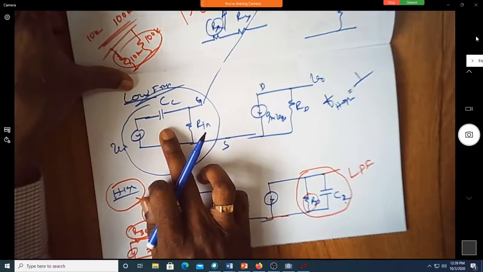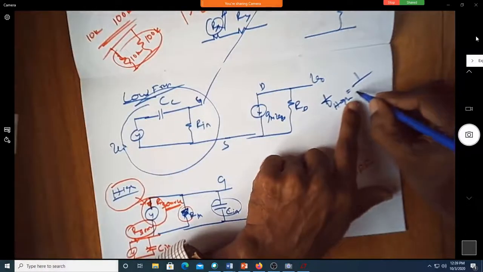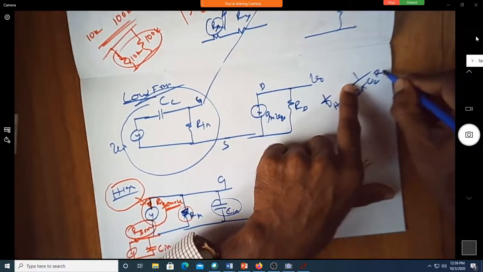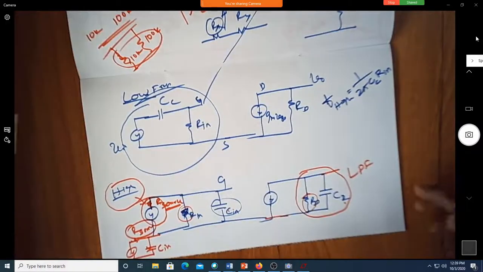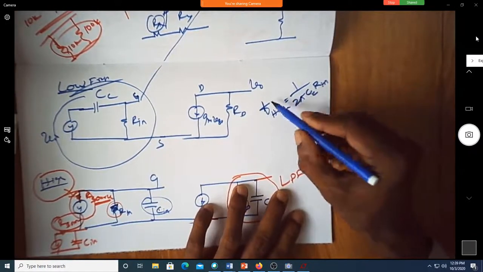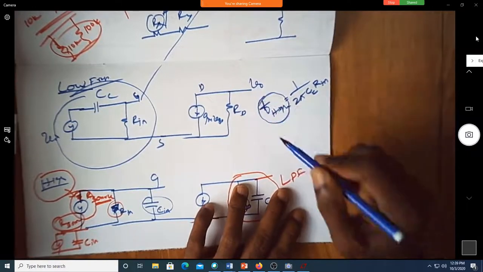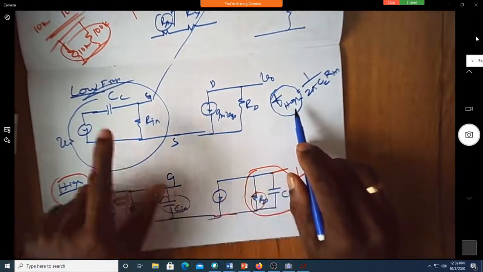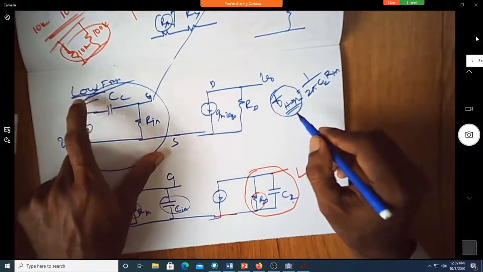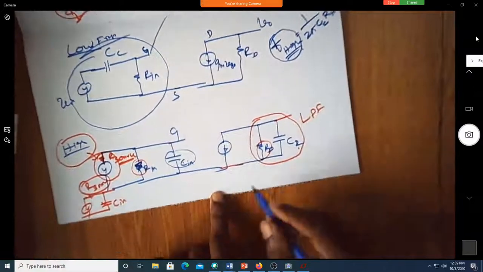What are the R and C associated with that? It is CC and RN, 2 pi CC and RN. Yes, sir. So these two, the capacitor and resistor, will decide the frequency of the high pass filter. Sorry, I said low pass filter, it is the high pass filter at low frequency.